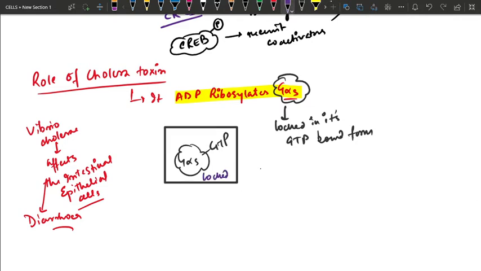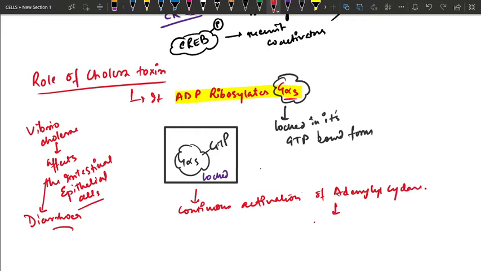Now that is the most active part. This G alpha GTP is the activated form, so it's locked in its activated form. As a result of that, there will be continuous activation of adenylyl cyclase.